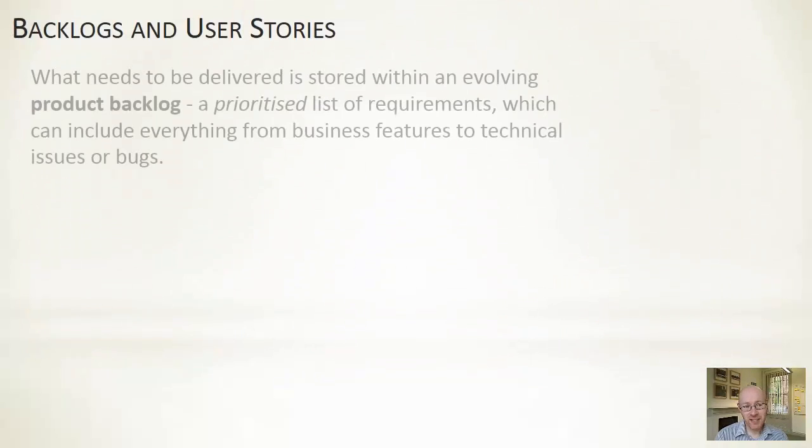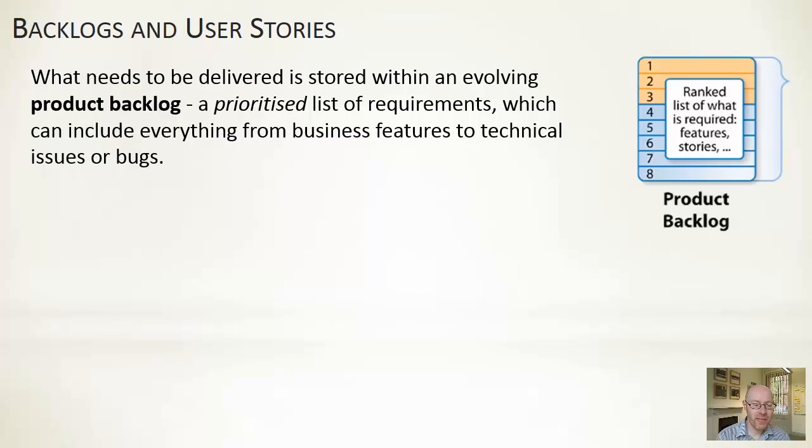In terms of what gets to be done, the totality of what needs to be done is stored within what's known as the product backlog. It's nothing more than a list of requirements. It's a prioritized list, so you can pull out from this the most important requirements that you want to do. And you can put anything in it. It can be a business feature, a piece of functionality, some technical challenge or a bug fix or whatever. But it is a big list.